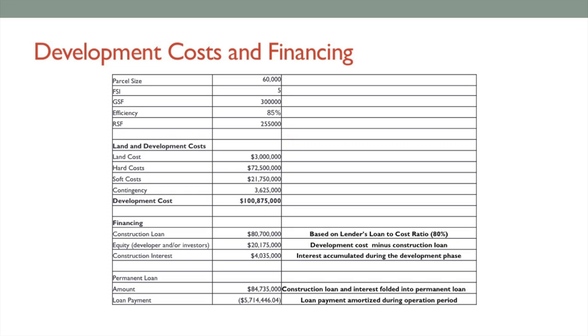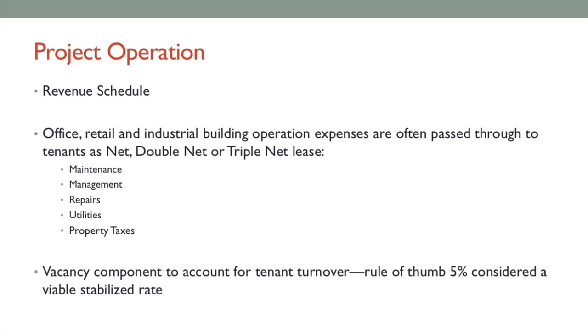And then that gives me a sense of how much of a permanent loan I will fold over into the operation part of the project. Okay, so that's the cost side. So you need to go through and determine how much it is going to cost to build and what the financing involved is. Then we're going to look at the revenue side, the project operation.